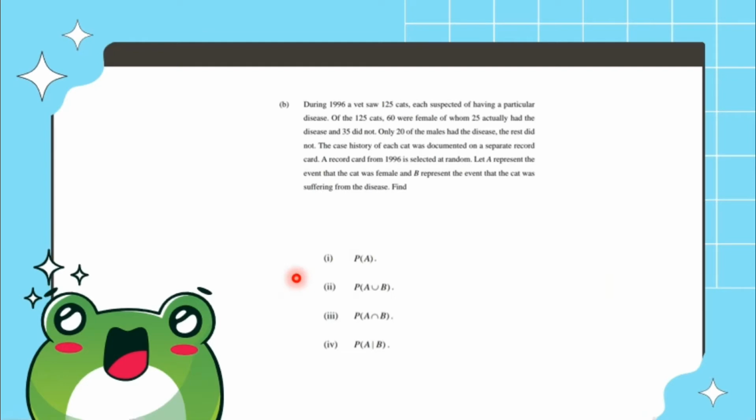Okay, for question 3b, here is the question. During 1996, a vet saw 125 cats, each suspected of having a particular disease. Of the 125 cats, 60 were female, of whom 25 actually had the disease and 35 did not. Only 20 of the males had the disease, the rest did not. The case history of each was documented on a separate record card. A record card from 1996 is selected at random. Let A represent the event that the cat was female and B represent the event that the cat was suffering from the disease. So now we need to find, for part A Roman one, the probability of A.